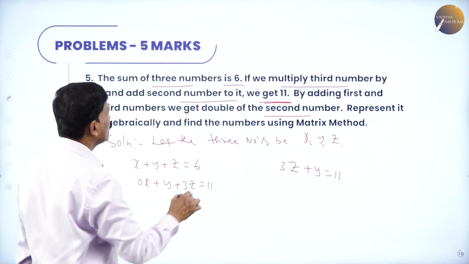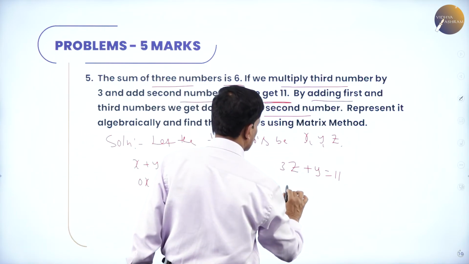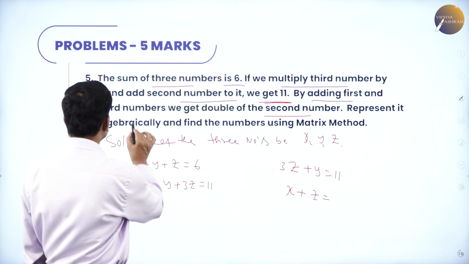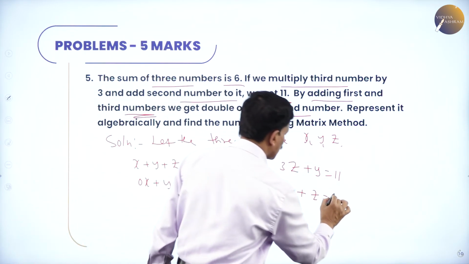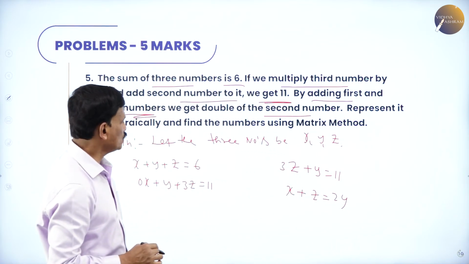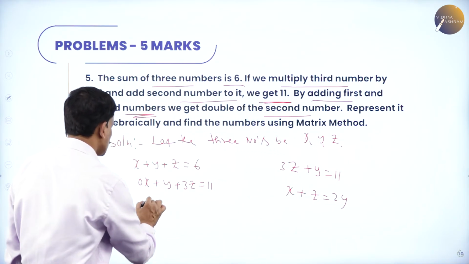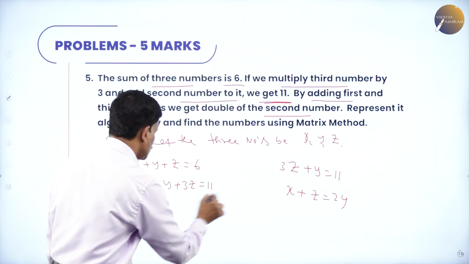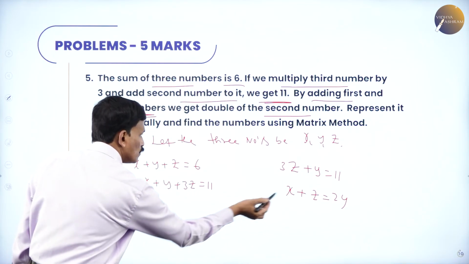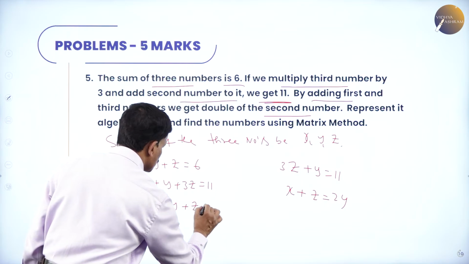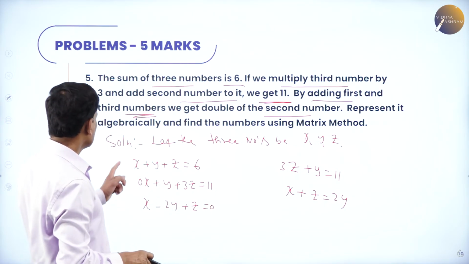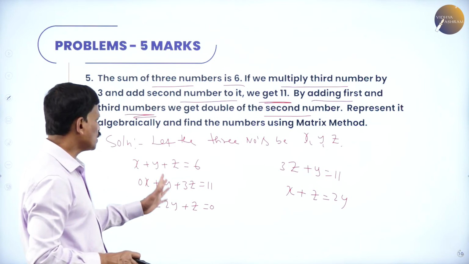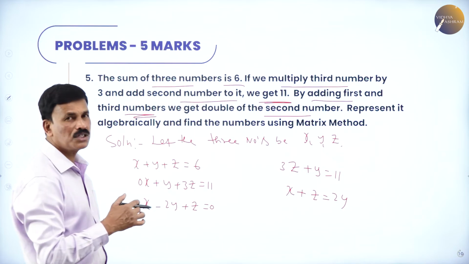Now, the third condition: by adding the first, x, and the third, z, we get double the second, 2y. So x plus z is equal to 2y. This can also be written as x minus 2y plus z is equal to 0. So the equations are x plus y plus z is 6, 0x plus y plus 3z is 11, x minus 2y plus z is 0. This is solved using the matrix method.